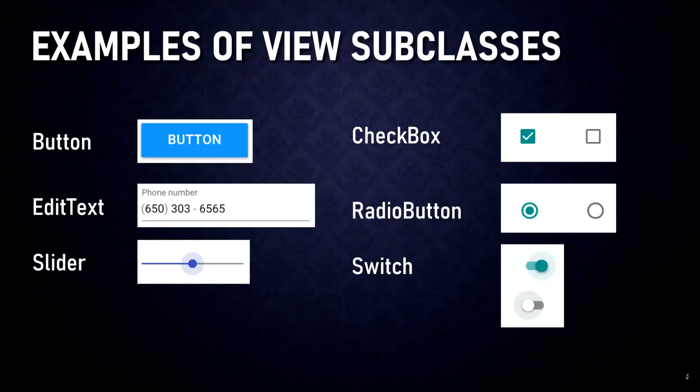So these are some examples of view subclasses. Here you can see button and also edit text, so that the user can give input. Slider is also a subclass of view. Checkbox, radio button, switch. These are all examples of view subclasses.